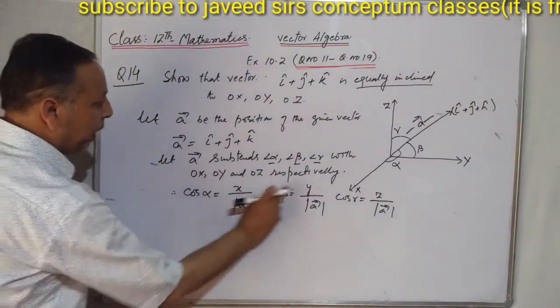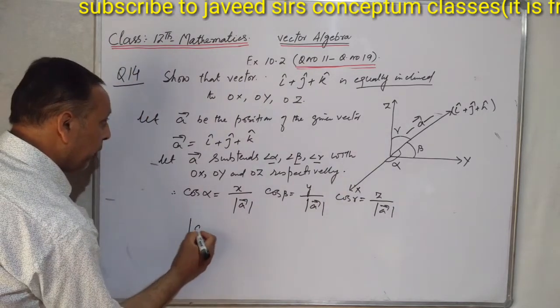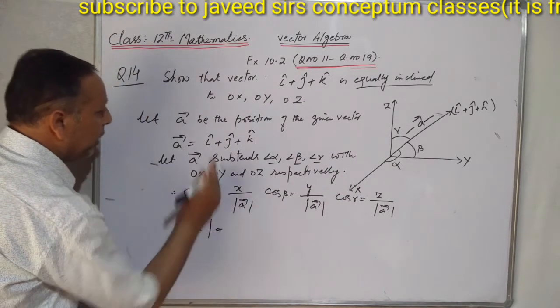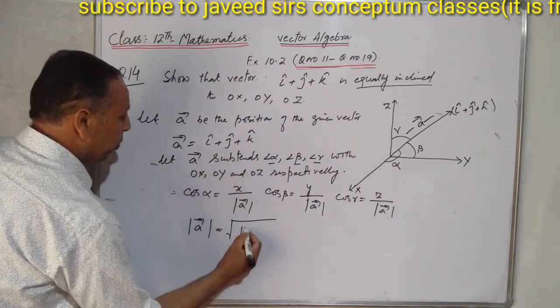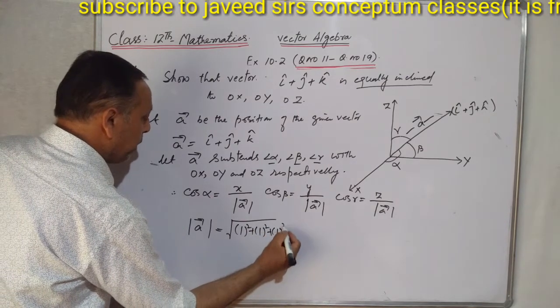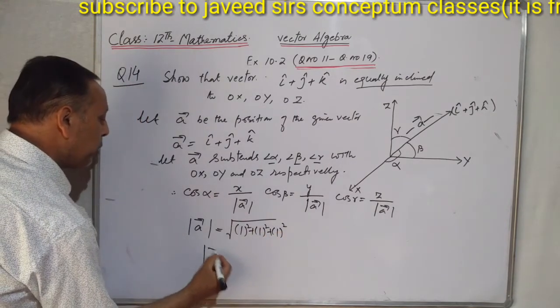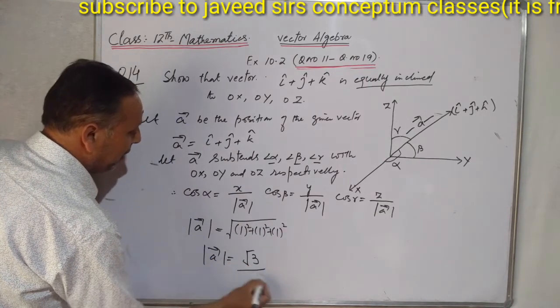Now, X, Y, and Z we know. First, find the magnitude of vector A. Magnitude of vector A is under root of X square plus Y square plus Z square. It is 1 square plus 1 square plus 1 square. That means magnitude of vector A is equal to root of 1 plus 1 plus 1. It is root 3.